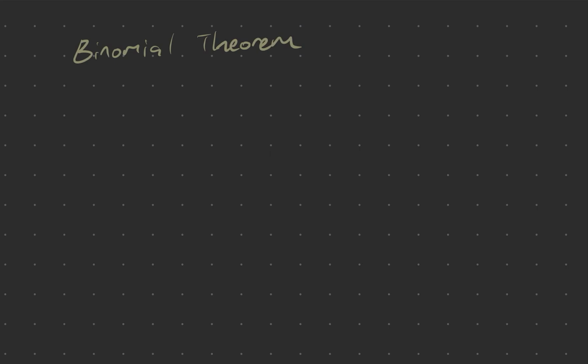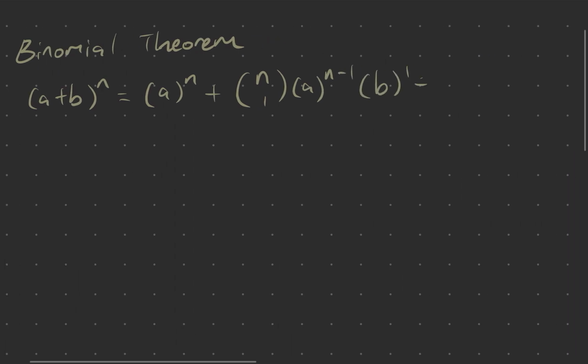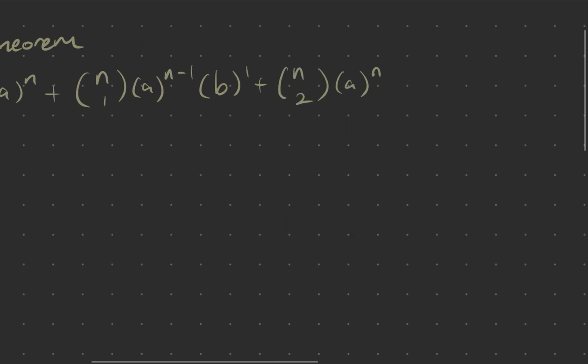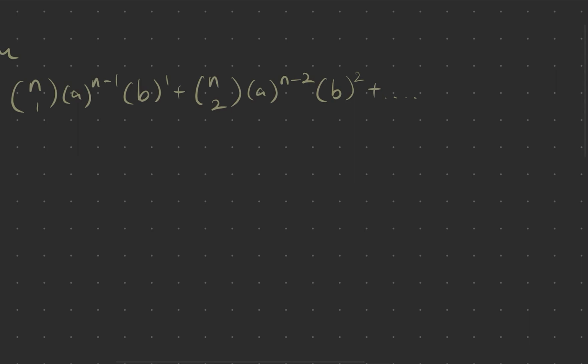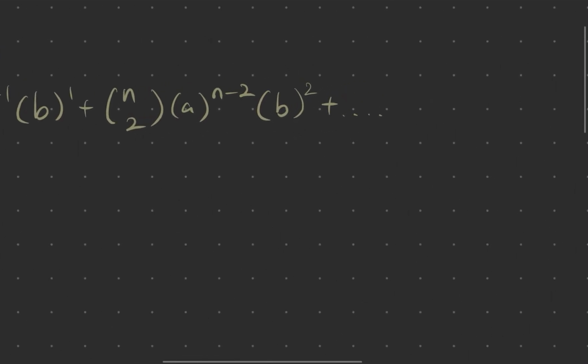So the general formula for the binomial theorem is (a + b)^n equals a^n plus n choose 1 times a^(n-1) times b^1, then n choose 2 times a^(n-2) times b^2, and then plus, and it goes on in that repeating pattern, in the plus 1 pattern for the r.